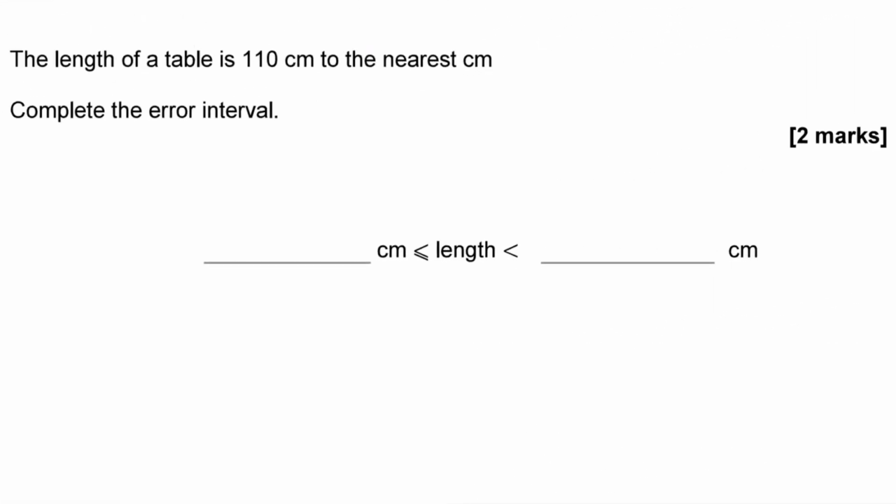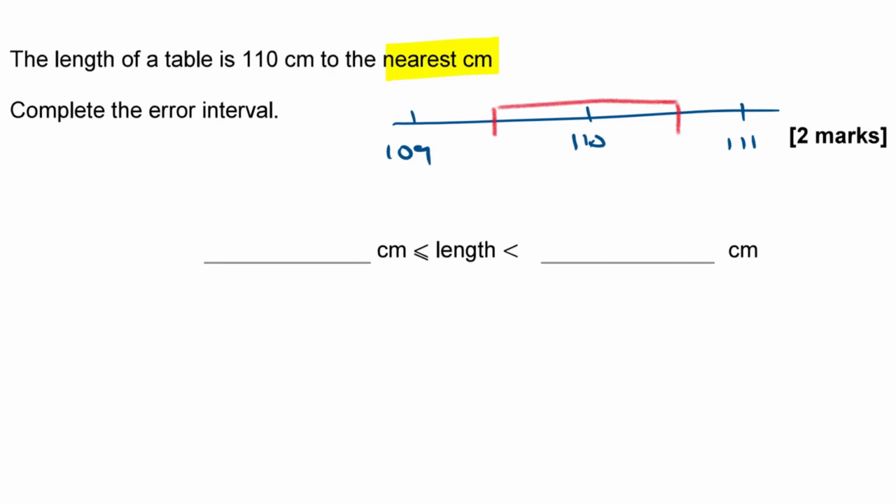The length of a table is 110 centimeters to the nearest centimeter. Complete the error interval. Okay, so I tend to draw a line when I do these, and I mark the number I've been given. Now this is to the nearest centimetre. So on my scale, I'm going to go up 1 centimetre, so that would be 111, and down 1 centimetre, that would be 109. Now the numbers that round to 110 are the numbers that are going to be halfway or closer to 110. So there's all these numbers in here. These are the ones that round to 110, aren't they?